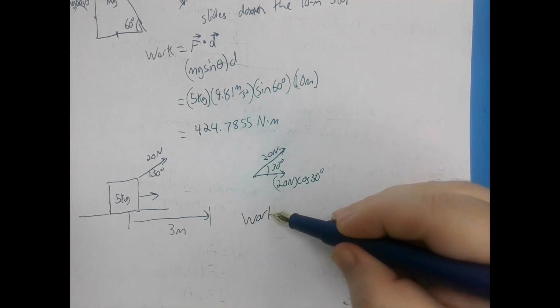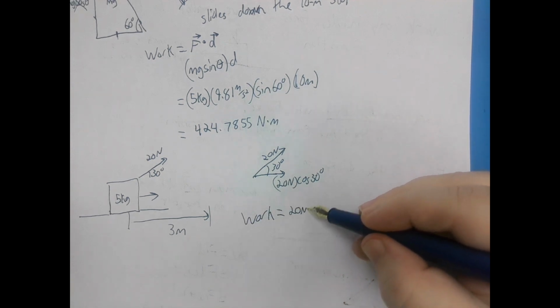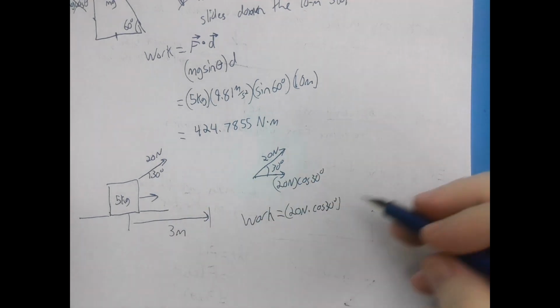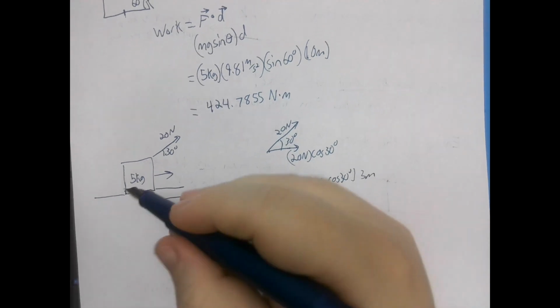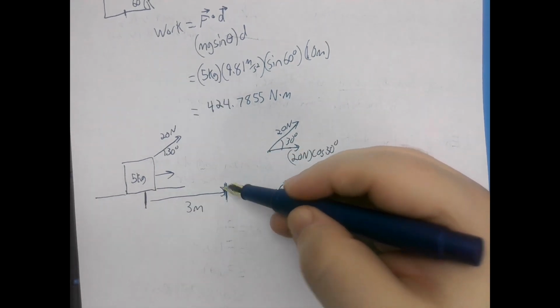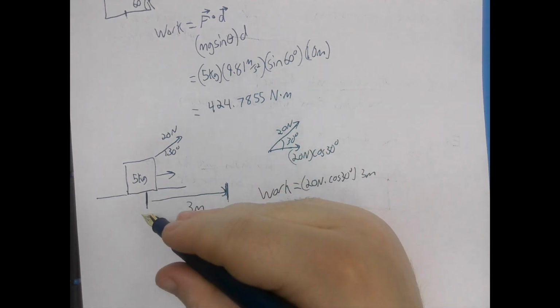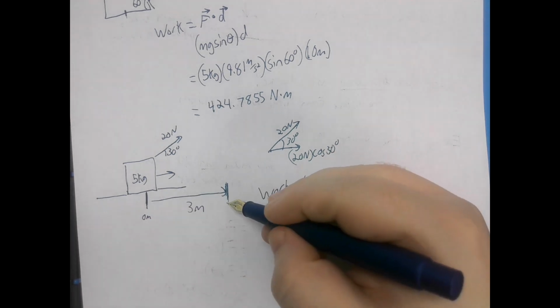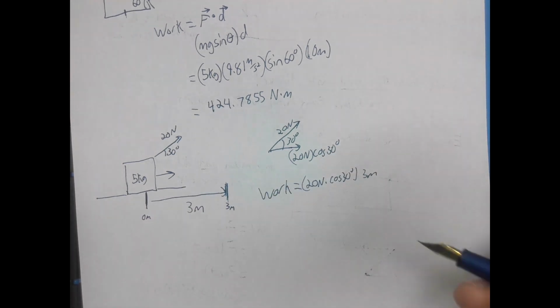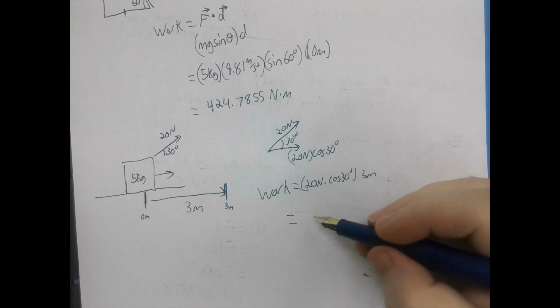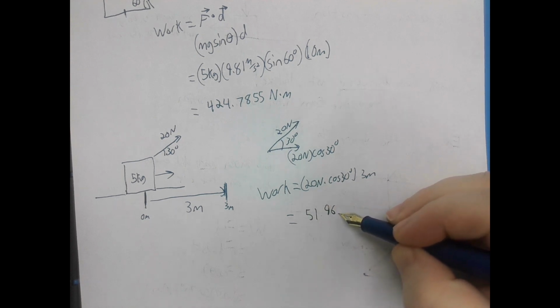So the total work would be 20 newtons times cosine of 30 degrees. And we traveled a total distance of 3 meters. But we're only concerned with displacement. In this case, displacement is equal to distance. But we'll only look at the initial position. We can call this the 0 meter mark. This is the 3 meter mark. And we get 51.96 Newton meters.